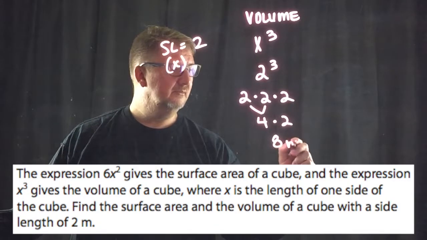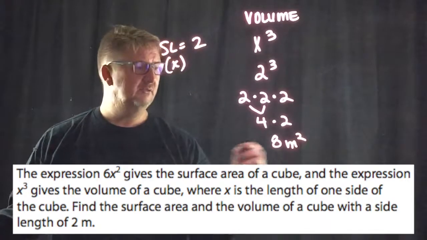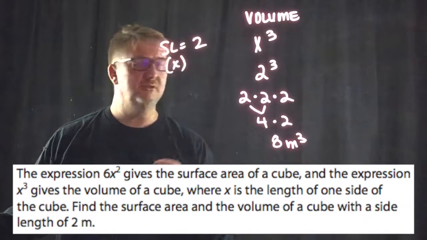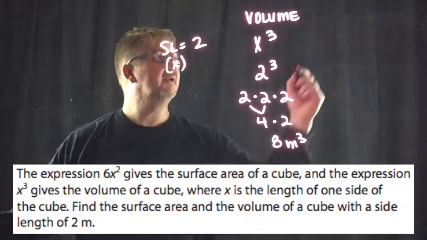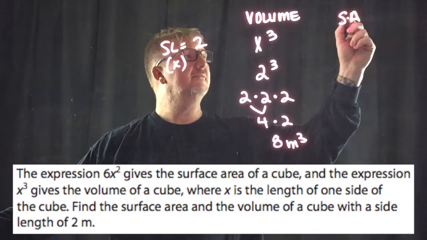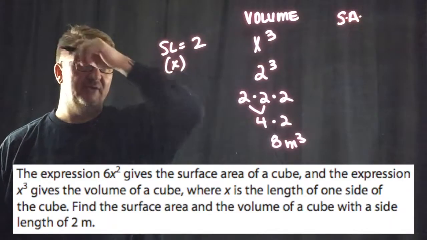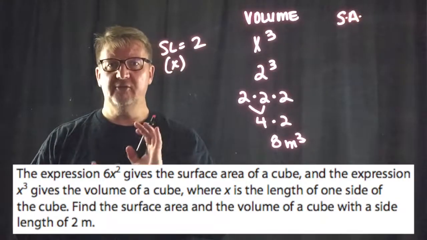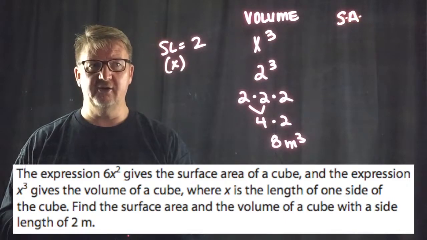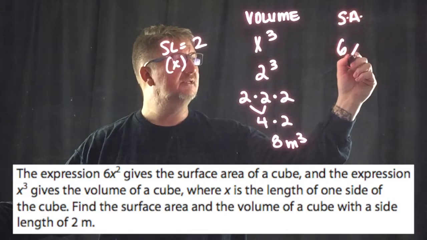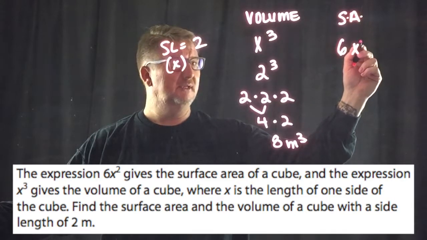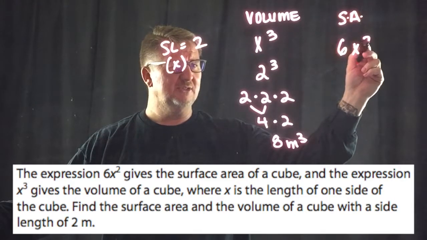8 meters, not squared, but cubed. 8 meters cubed is our volume for the cube. All right? Now, surface area. Surface area is the area of all the flat surfaces of the cube, and that's represented by 6 times x squared.